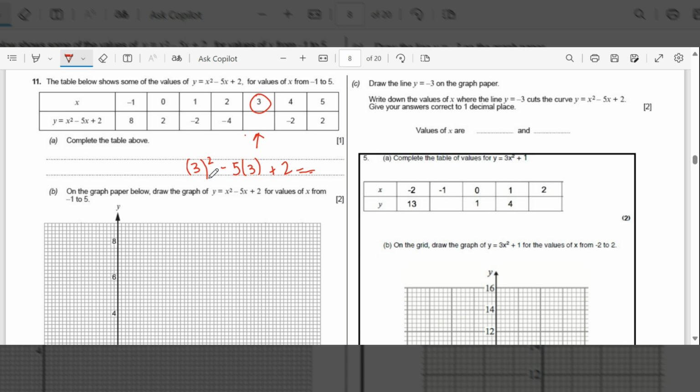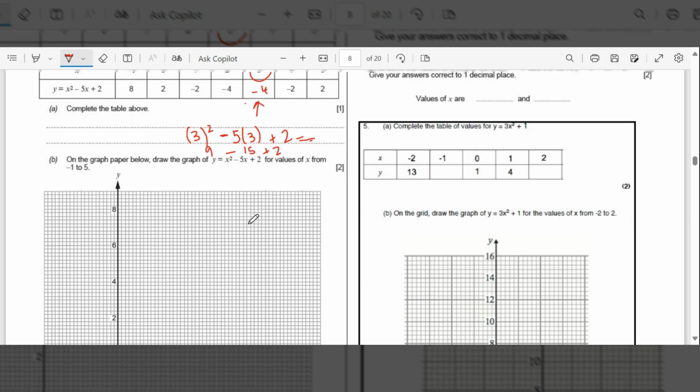However, 3 squared is 9. 5 3s are 15, which we're taking away. Add 2. Okay, 9 take away 15 is a bit like 15 take away 9, which is 6. But 9 take away 15 is minus 6. Add 2 is minus 4. And don't be put off if it's the same as another answer. Look, there's a bit of symmetry.